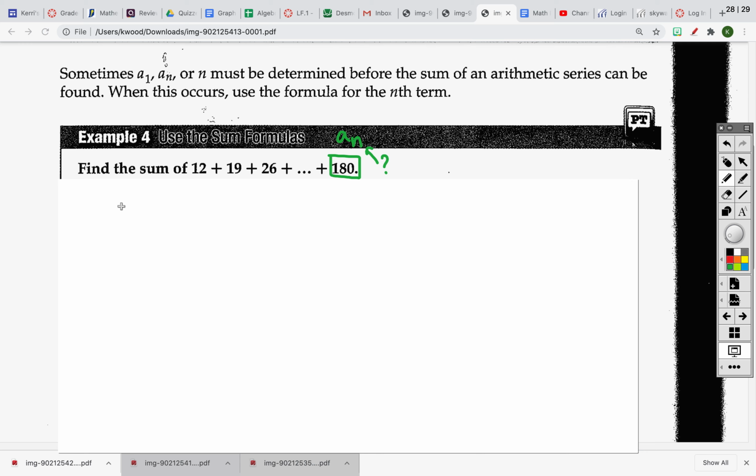So to do that, we simply use the first equation. A sub n is equal to the first term plus n minus 1 times the common difference. Well, the last term is 180. The first term is 12. We do not know what n is. How do we find the common difference? Well, to do that, we need to see what we are adding to this. Well, 12 plus 7 is 19, and 19 plus 7 is 26. So our common difference is 7. All right, then we distribute.